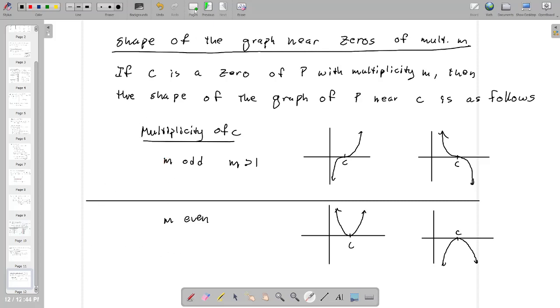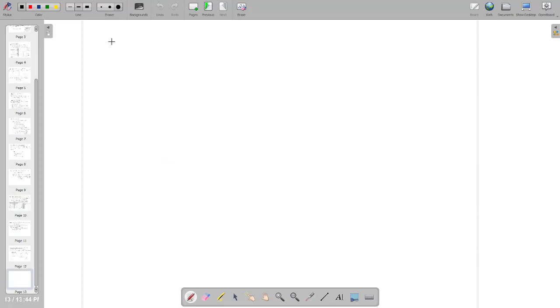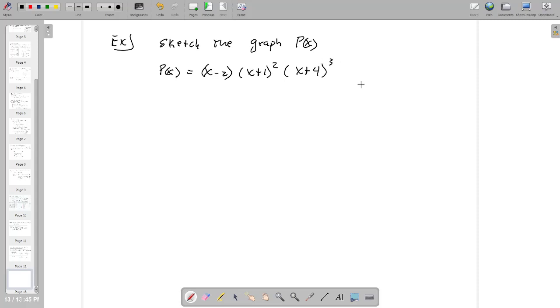Now let's do an example just to try to cement this a little bit. Sketch the graph of p of x. p of x is equal to x minus 2 times x plus 1 squared times x plus 4 cubed. There's a few things I need to note so that we can figure out the end behavior. First, what's the degree of this polynomial? Well, the degree would be the highest degree after we've multiplied it all out. If we multiply this one out, the highest degree will be 3. If we multiply this one out, the highest degree will be 2.